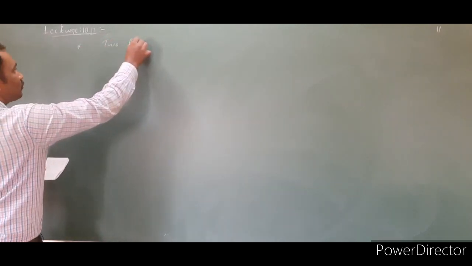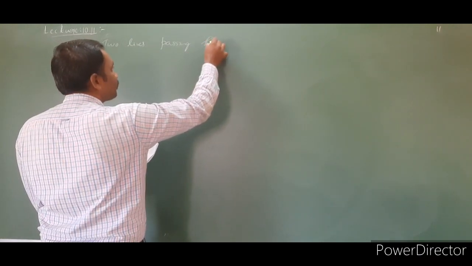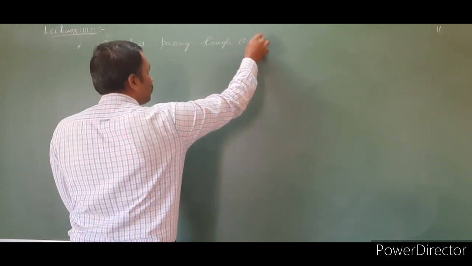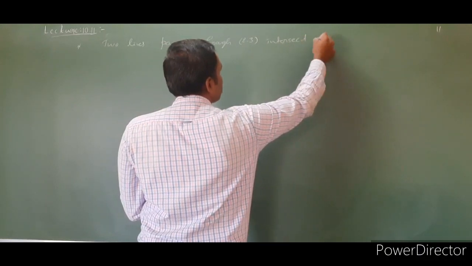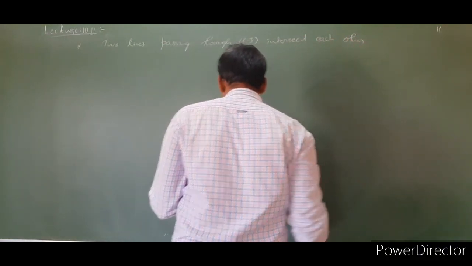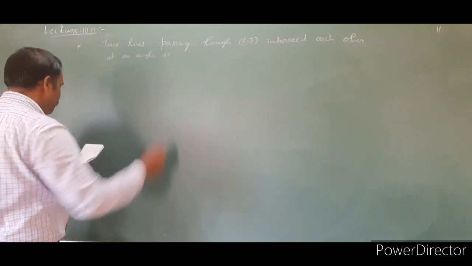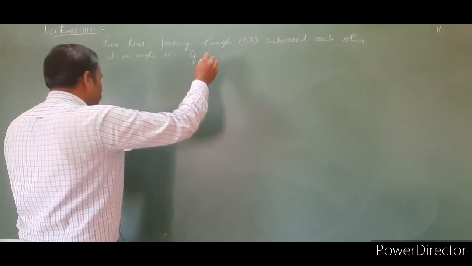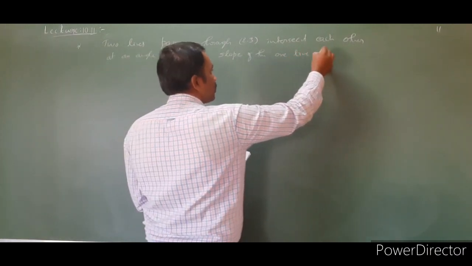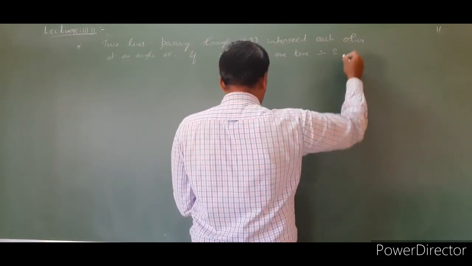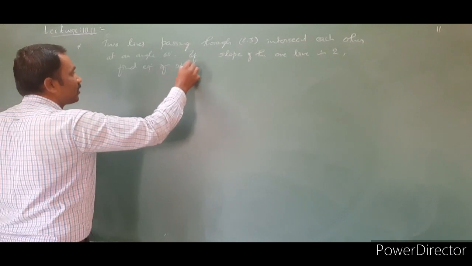Two lines passing through the point (2, 3) intersect each other at an angle of 60 degrees. If the slope of one line is 2, find the equation of the other line.